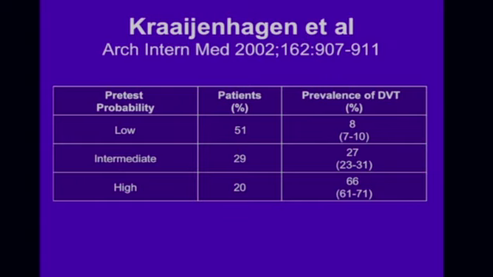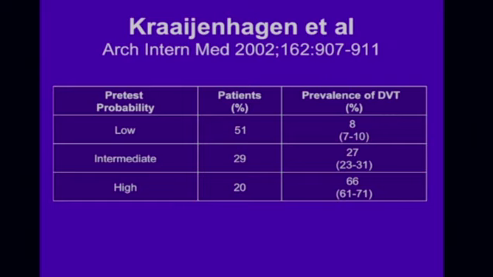Those with a low pretest probability, which is about half of your patients, have about an 8% prevalence of DVT in this study, and that number is close to other studies as well. Now, a low number of 8% is not low enough to stop or not treat the patient, and so something else must be done.